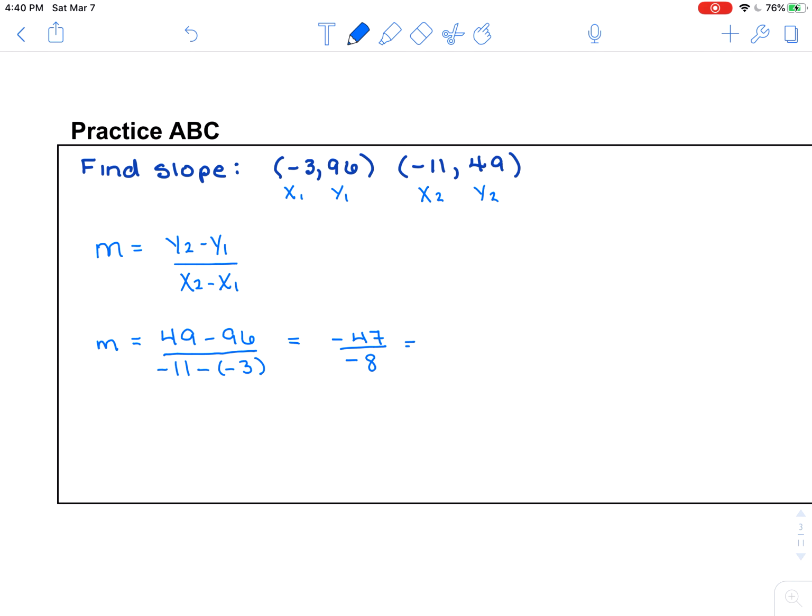And because we have a negative on top and bottom, go ahead and cancel those. It's kind of like a sword fight up and down. So we have 47 over 8. That is our answer for that practice problem. The slope is 47 over 8. Do not be surprised if Saxon comes up with some ugly numbers like that.